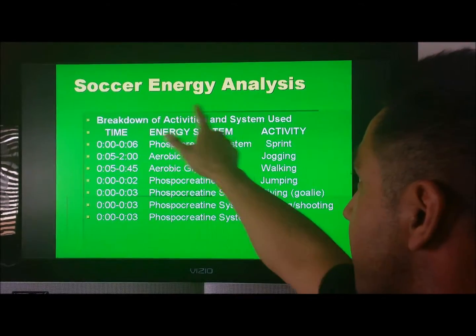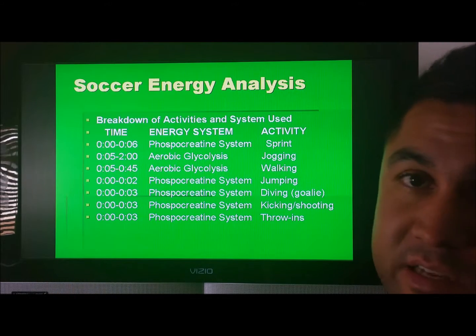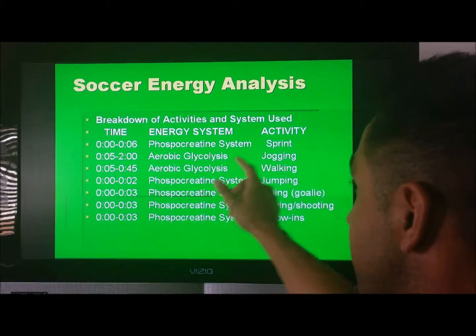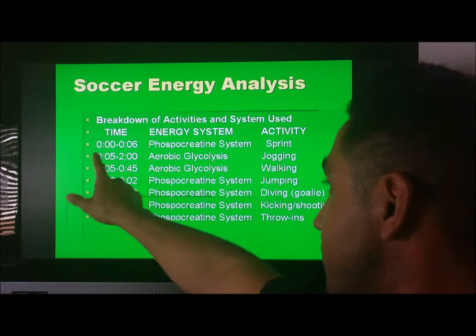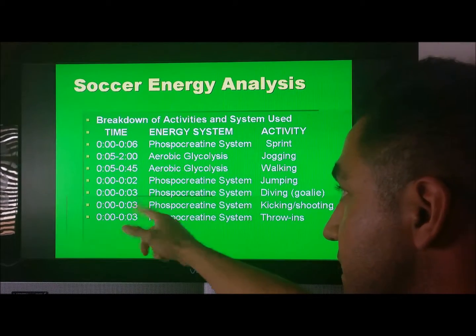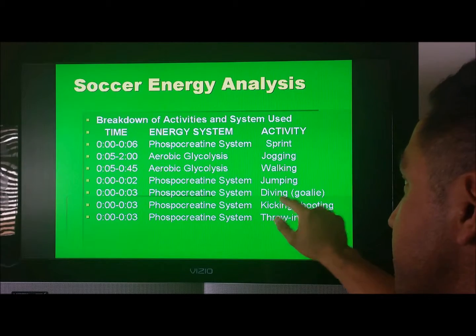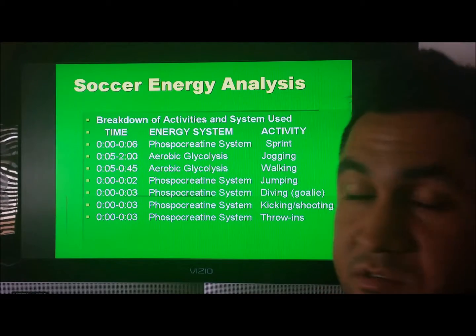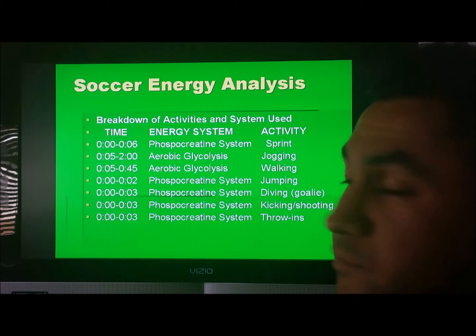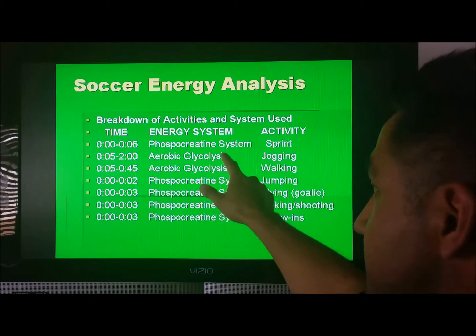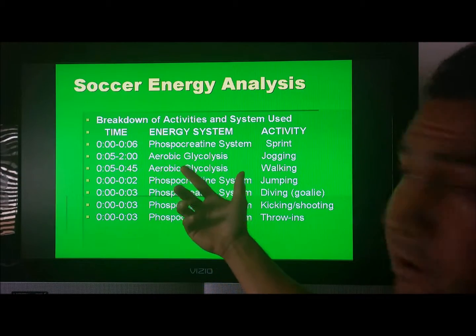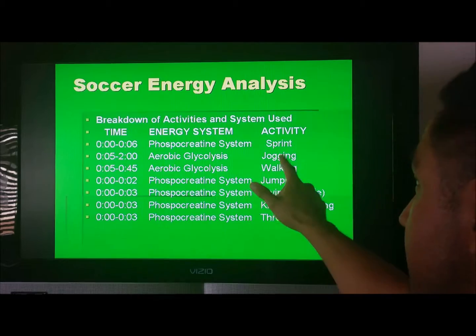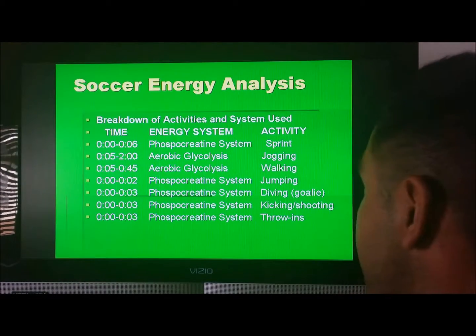So here's a breakdown of soccer energy analysis. This is per activity, so it's not the whole gamut of what needs to go on for a player. As we can see, the phosphocreatine system is highly dominant, especially in short bouts of duration between 6 to 10 seconds, 3 seconds: sprinting, jumping, diving, kicking, shooting, throwing. Those are just the movement actions within the sport. Then there are intermittent times of aerobic glycolysis, when a player is standing around, walking, and regaining their breath. So we'll talk about that after.